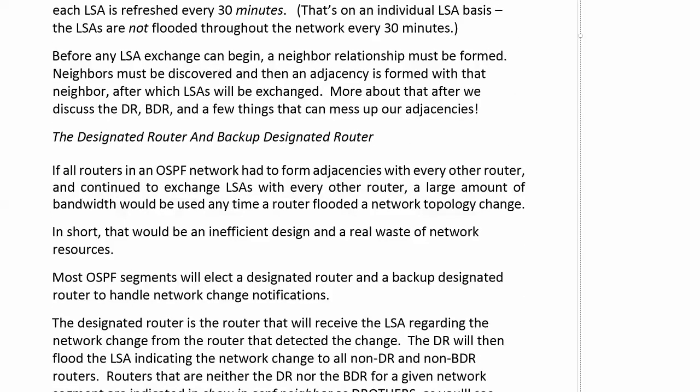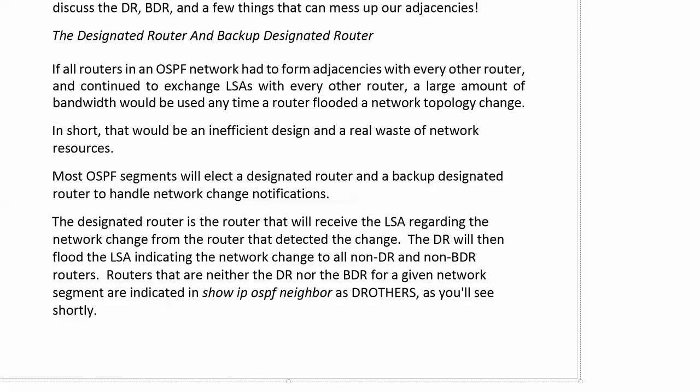About the DR and BDR, a vital concept in OSPF, because we're always interested in keeping our overall overhead down. Everything's got a cost. If all routers in an OSPF network had to form adjacencies with every other router in the network and then continue to exchange LSAs with every other router, wow.